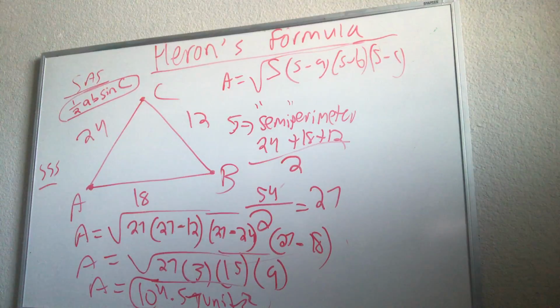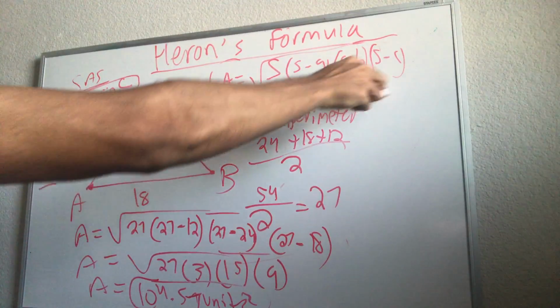And so again, this formula is primarily used when you have SSS, where all three side lengths are given. It usually tends to be a scalene triangle, but it's this formula that you want to keep in mind.